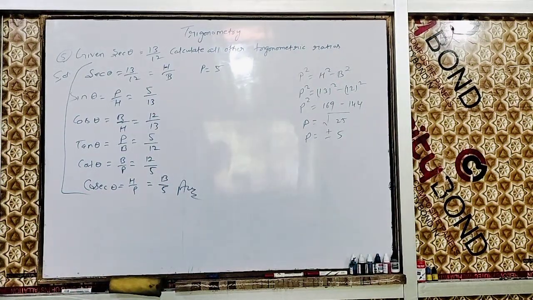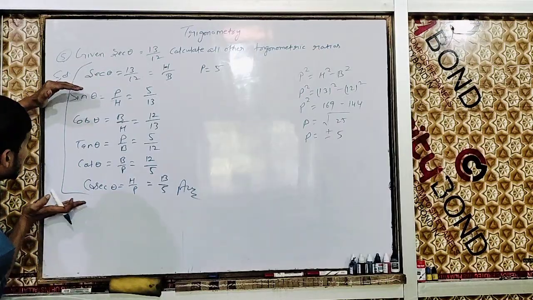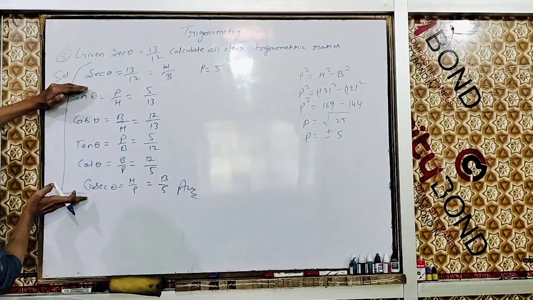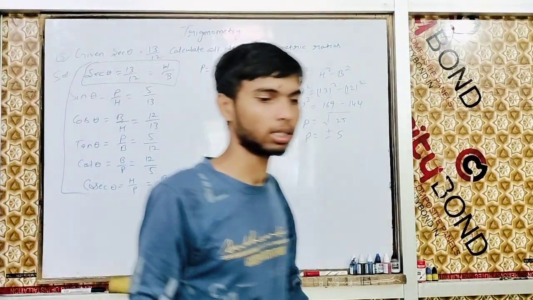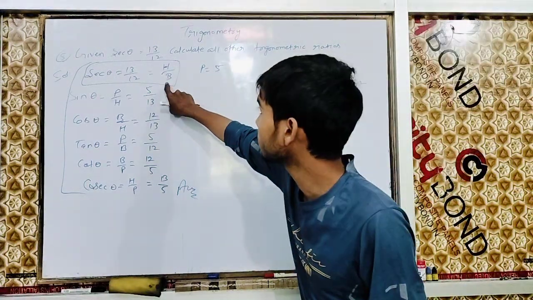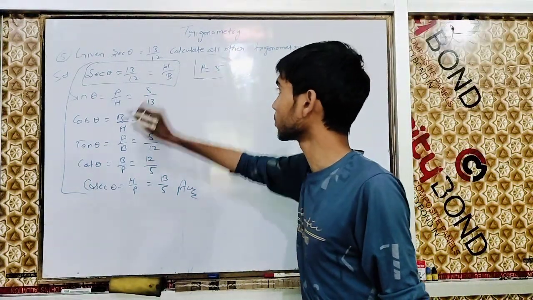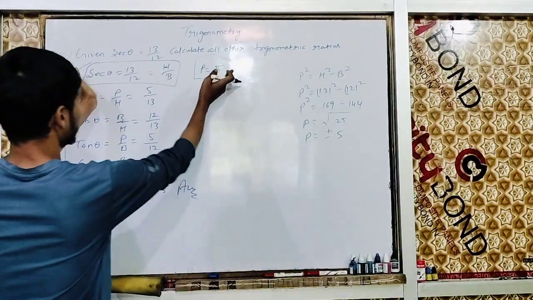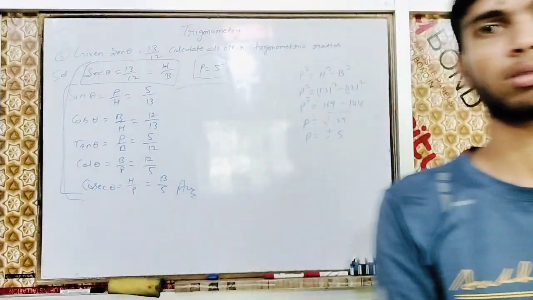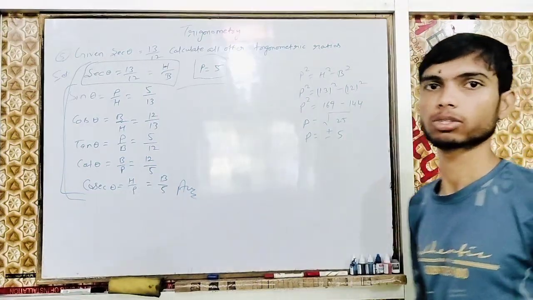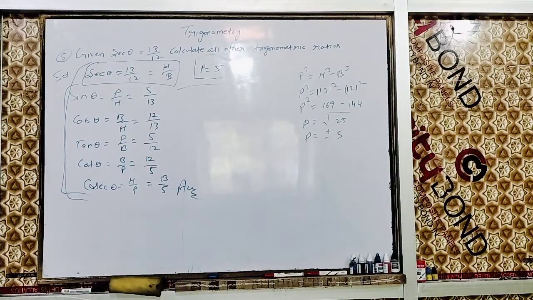We have calculated all trigonometric ratios. We are able to calculate all these 5 ratios for these 5 trigonometric functions because this is given already. With the help of this, we got the measure of this p. With the help of this, we are able to calculate all trigonometric ratios. This is the process of solving the question.